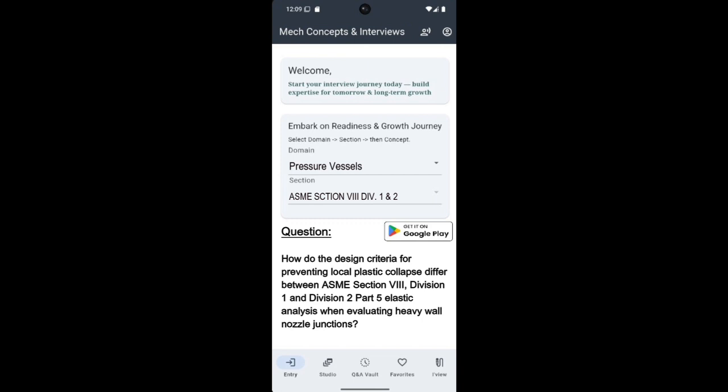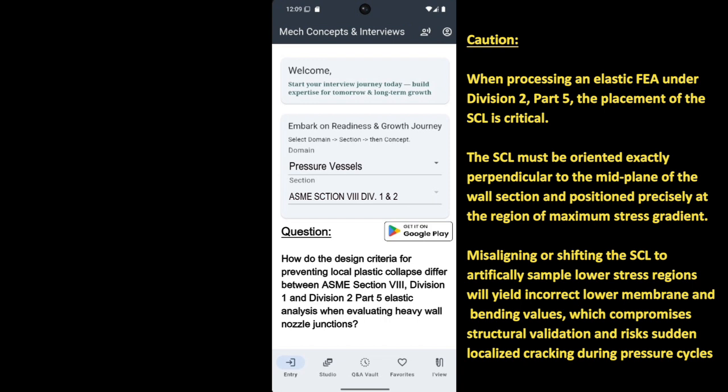I mean, standard software can produce colorful stress plots that look authoritative, but garbage data yields garbage validation. Absolutely. The most critical vulnerability in an elastic FEA under Division 2 Part 5 is the placement and alignment of the SCL. The software will calculate stress across any line you draw, but the code demands precision. How precise? The SCL must be oriented exactly perpendicular to the midplane of the wall section and positioned precisely at the region of maximum stress gradient.